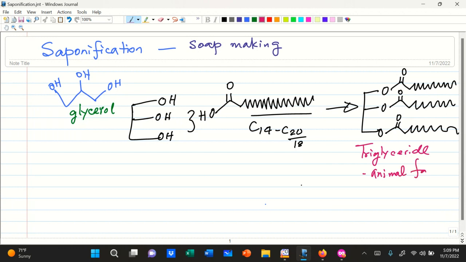Okay, that is animal fat. We all have triglyceride in our body. If it is too much, it is bad. If it is too little, it's not good. We need some. It's a very interesting balance we need in our body.